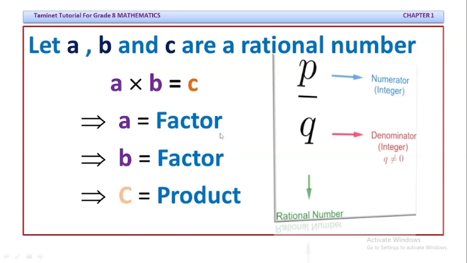We can use the names of A, B and C during statement problems. So don't forget the way of naming A, B and C during multiplication.